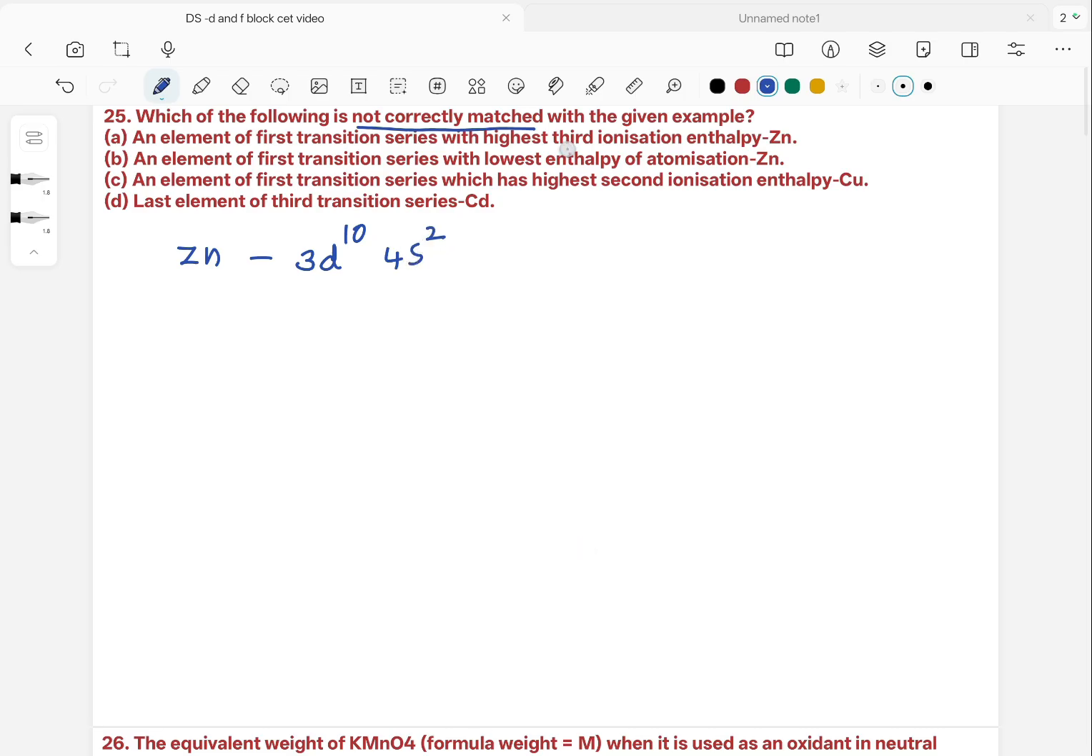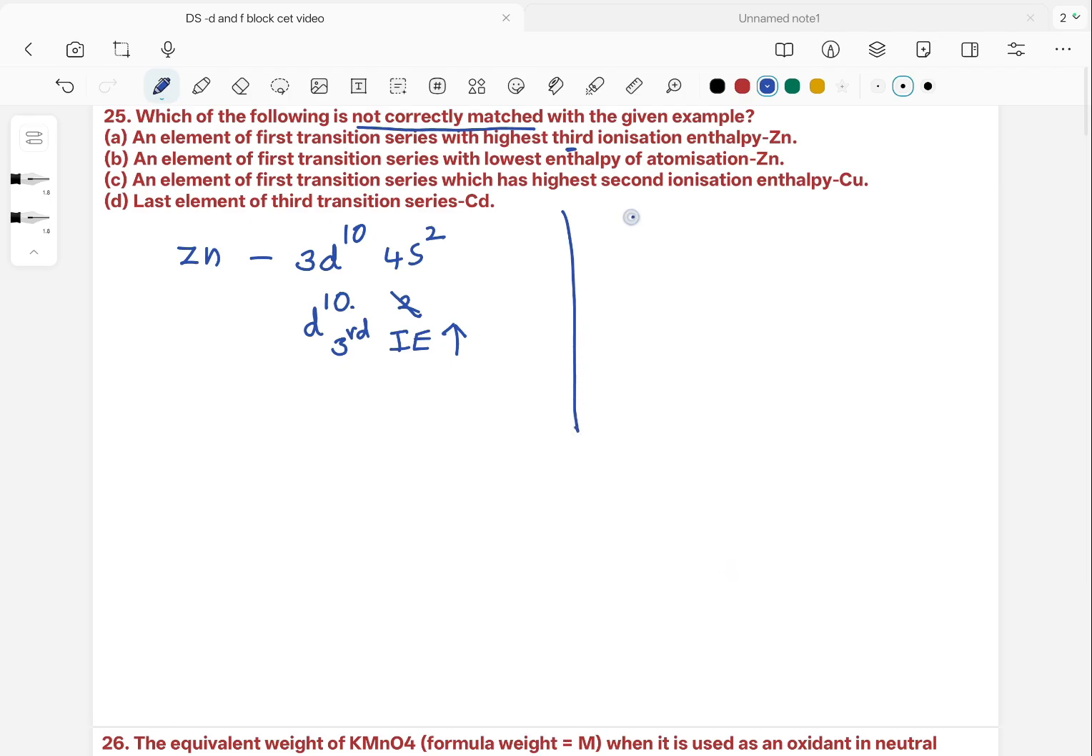Third ionization enthalpy means after losing these two electrons, the third electron has to be lost from this d10 configuration. As d10 configuration is highly stable, it is not easy to remove the electron from this configuration. So third ionization enthalpy will be very high for zinc. The first statement is right. Second statement, an element of the first transition series with the lowest enthalpy of atomization.